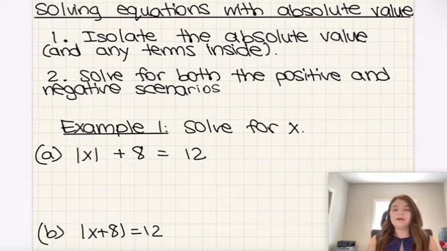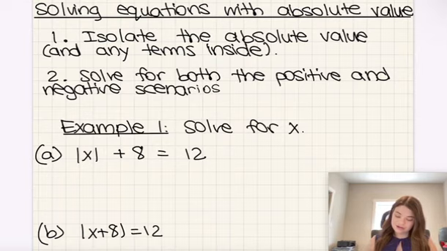So, how do we solve equations when it comes to absolute value? First, we're going to isolate the absolute value and any terms inside the absolute value. Then we're going to solve for both the positive and negative scenarios, because remember that absolute value just means the distance from zero is equal to that specific number. And so the value inside the absolute value could be the positive or negative version.